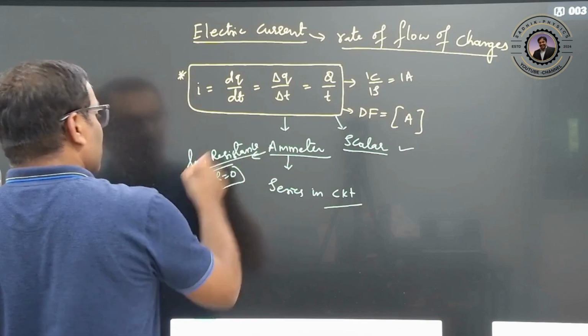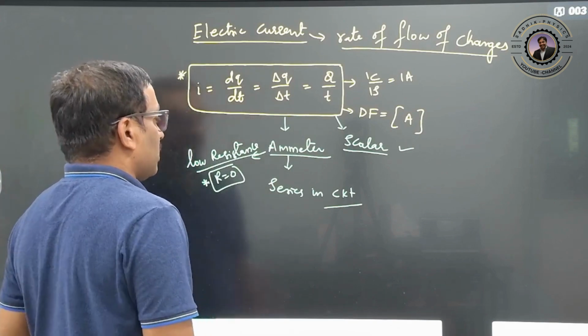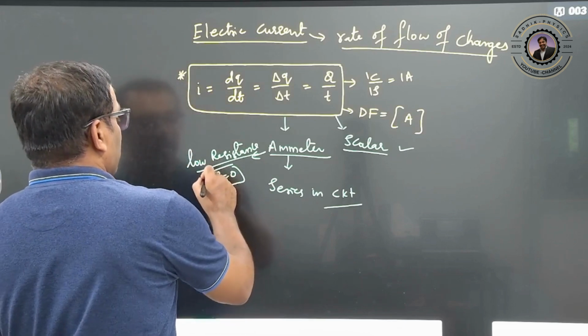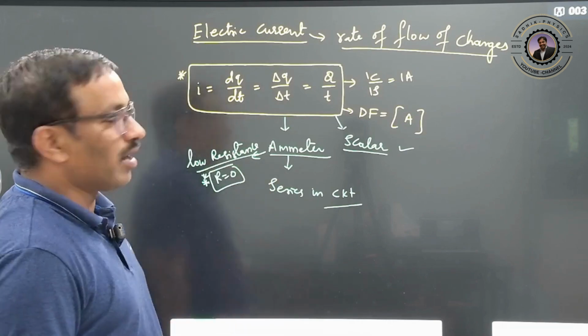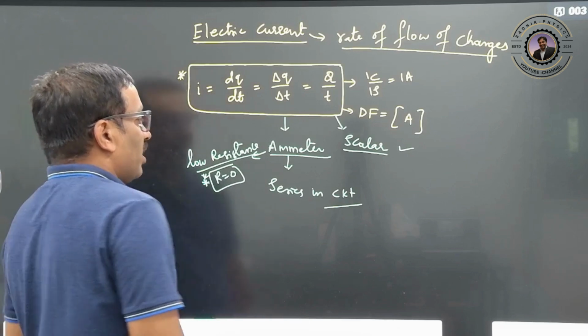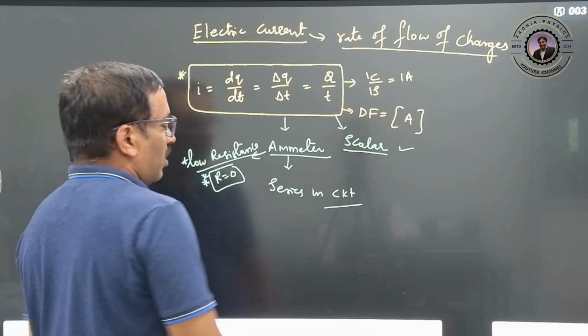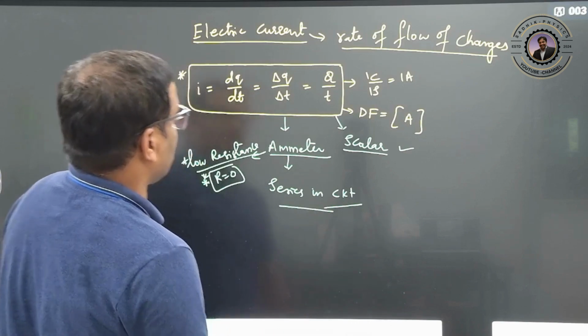Then only the charges will be able to flow, then only the current will be able to flow, and it will measure more accurately. So an ideal ammeter will have 0 resistance. Generally, ideal will not be there, so an ammeter will have very low resistance. And how is it connected? Compulsorily, it should be connected in series in the circuit, not in parallel.